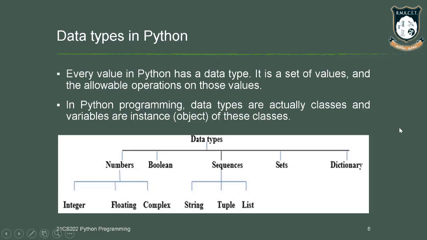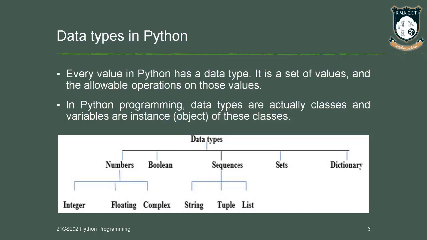Next, so here these values, we have seen that everything will be of different types, right? So we can categorize all the input values, whatever we are providing into a program to execute, into 5 different broad categories. Okay, so here you can see in the image itself, the broad categories are given: numbers, boolean, sequence, sets, dictionary.